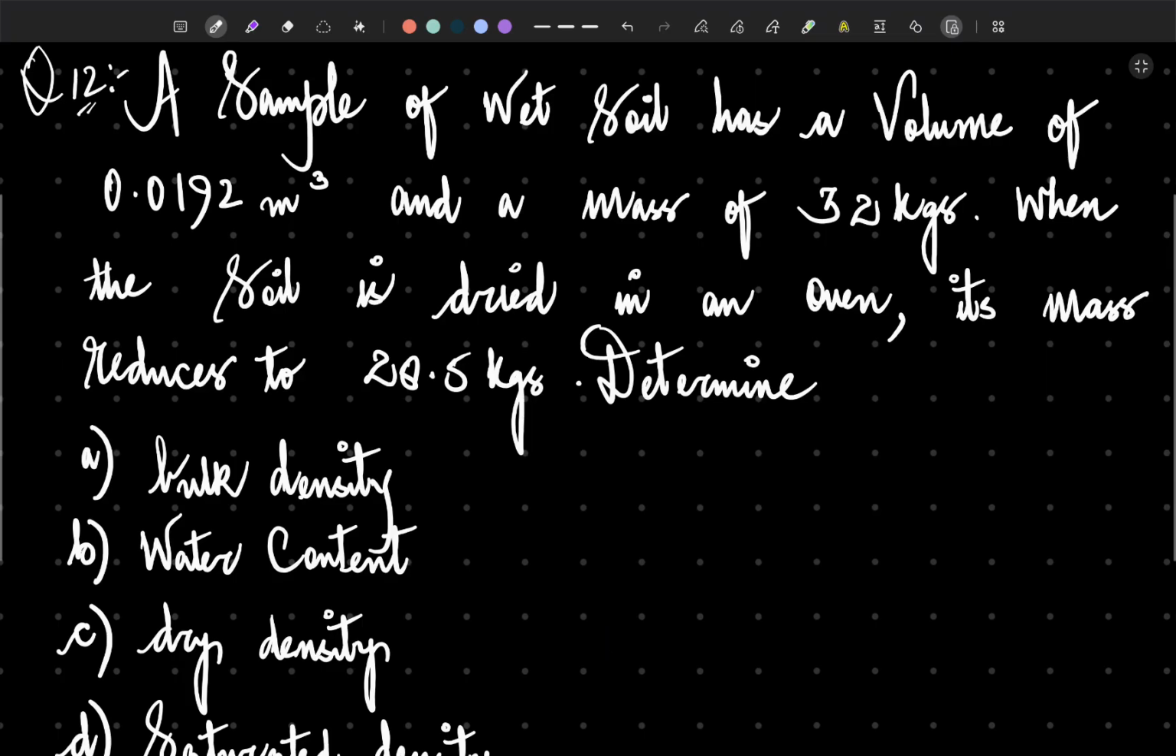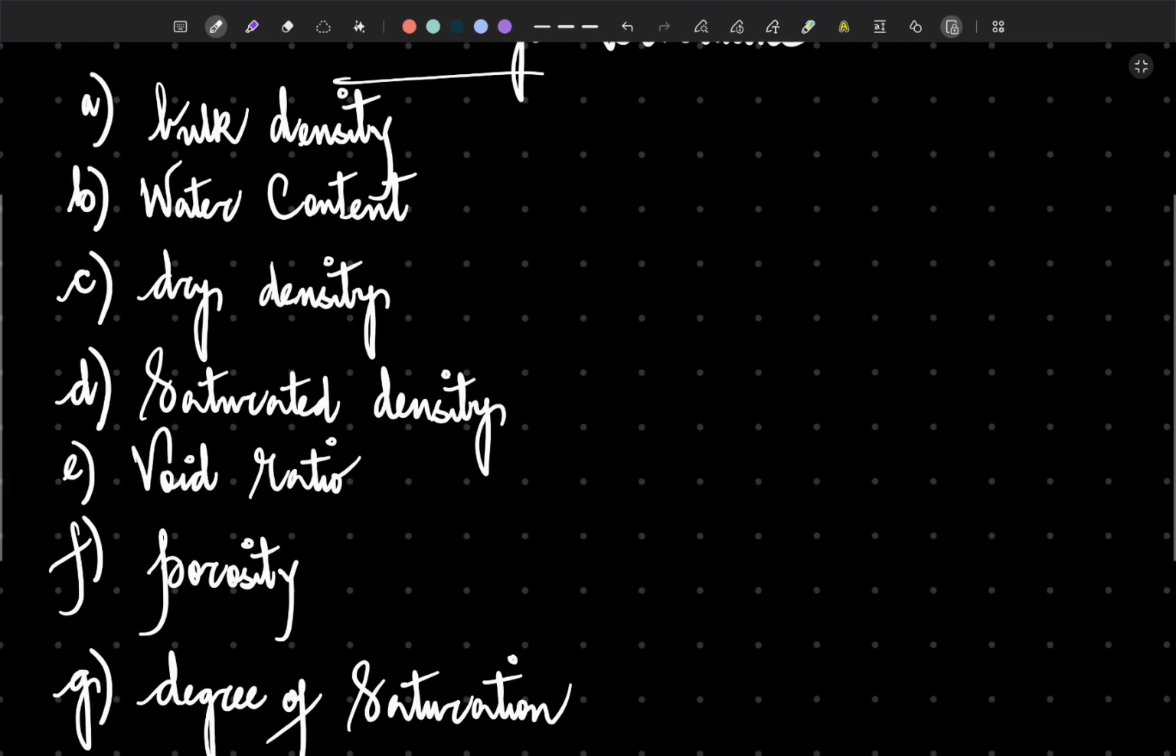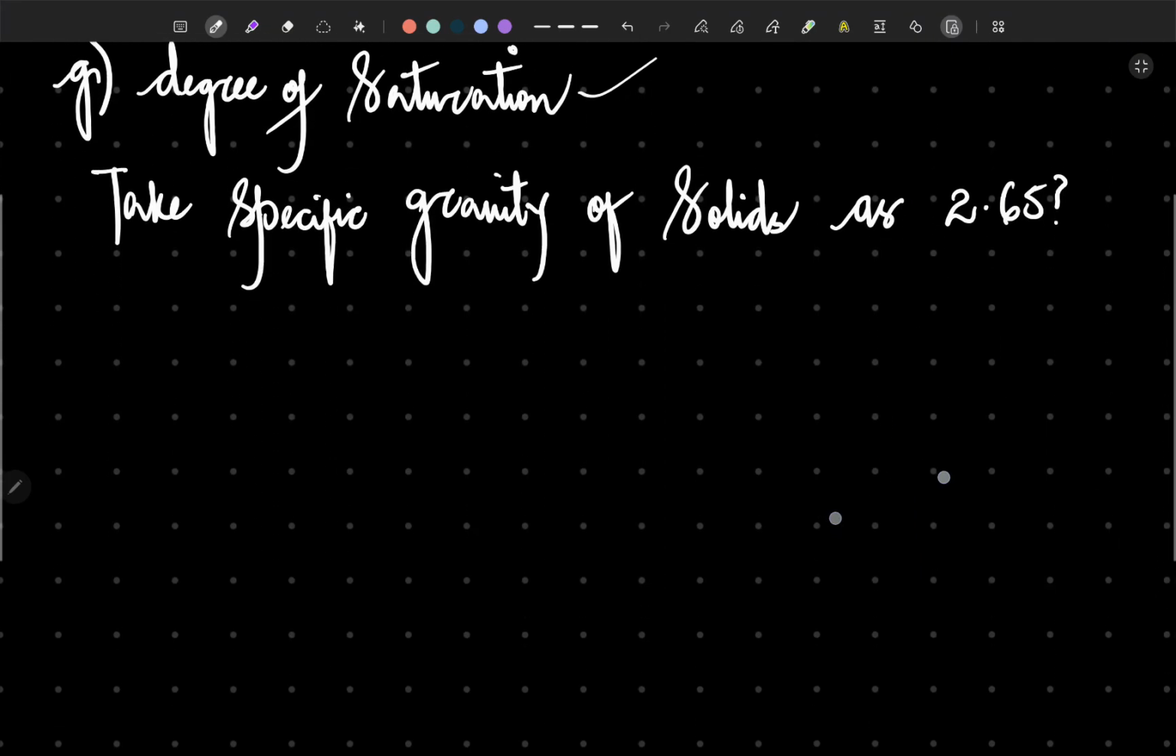All right, so the next question is: a sample of wet soil has a volume of this much and a mass of 32 kgs. When the soil is dried in an oven, its mass reduces to 28.5 kgs. We have to determine a lot of parameters: bulk density, water content, dry density, saturated density, void ratio, porosity, and the degree of saturation. All right, so let's solve this question.